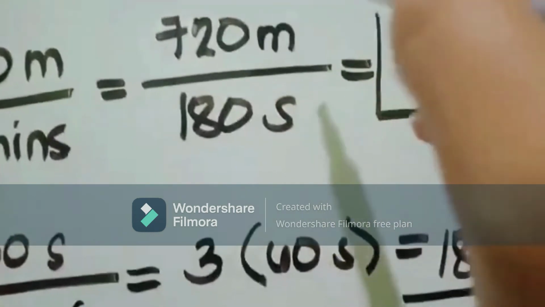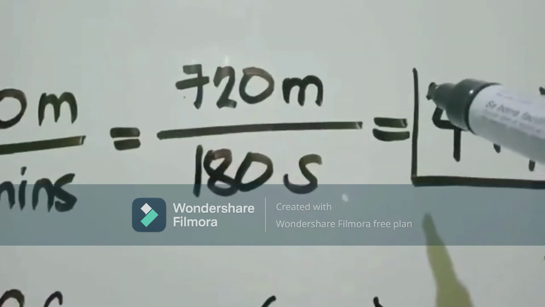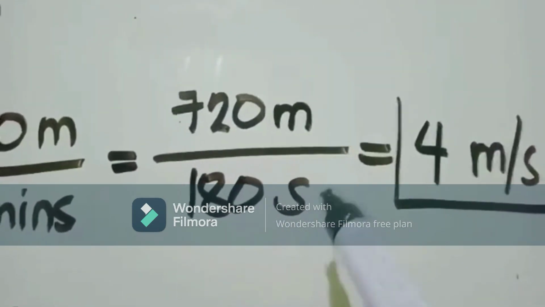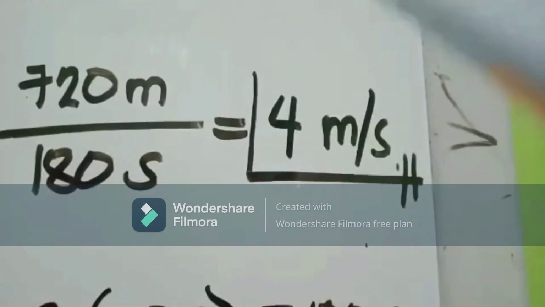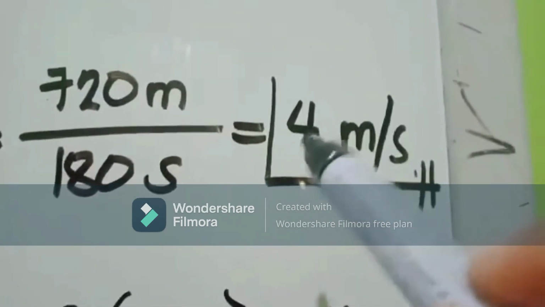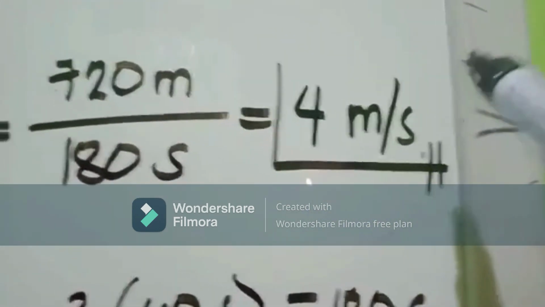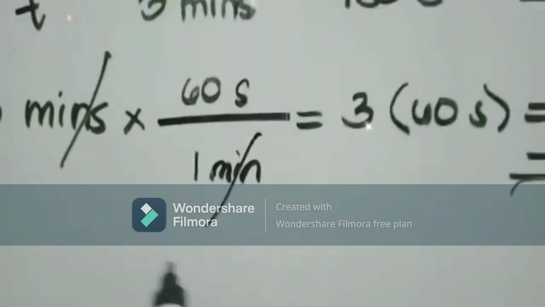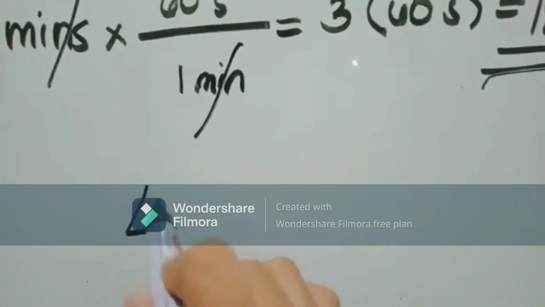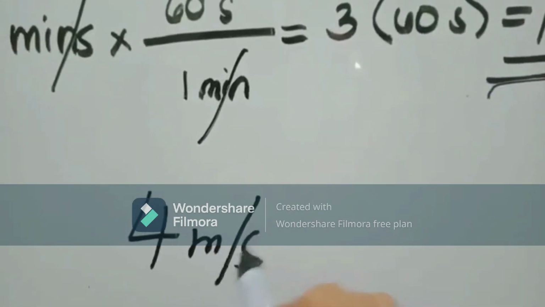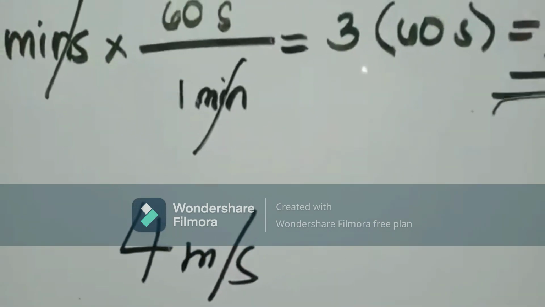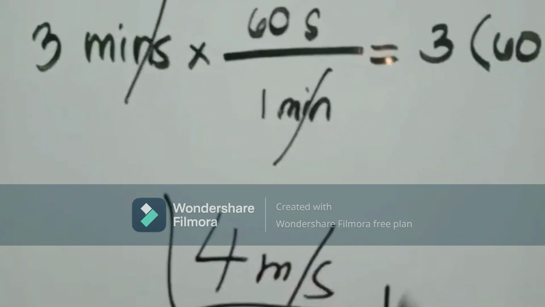So going back here, 720 meters divided by 180 seconds is equal to 4. So the answer will be 4 meters per second. Therefore, Ellie traveled 4 meters per second going to his friend's house. That's it. Thank you.